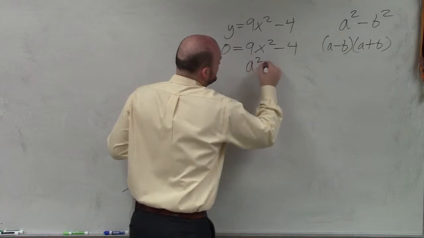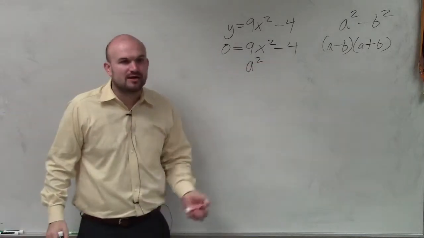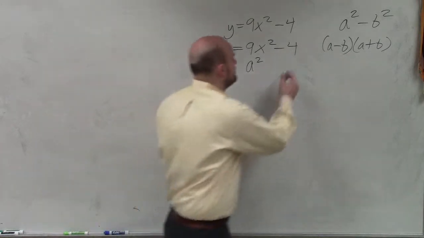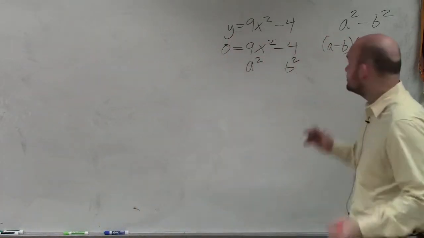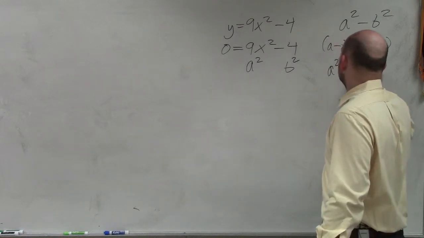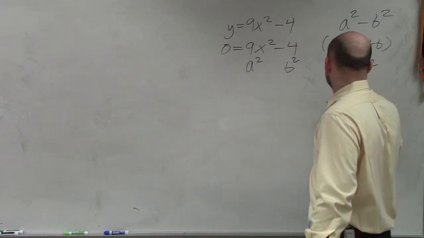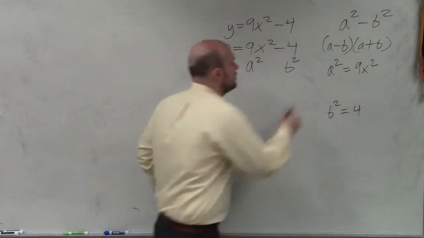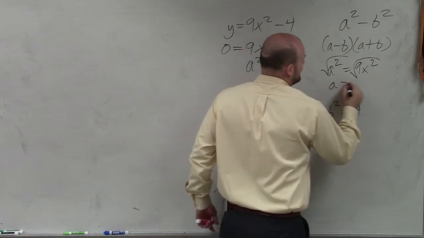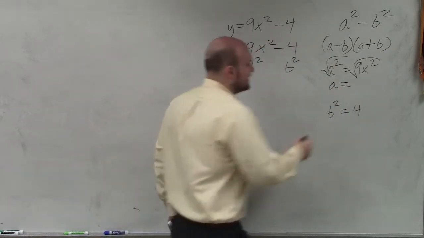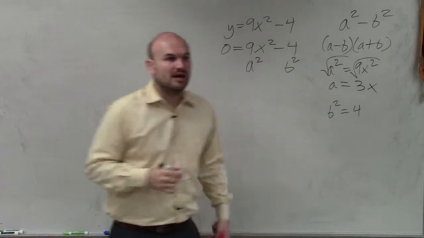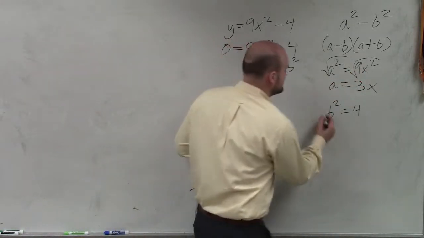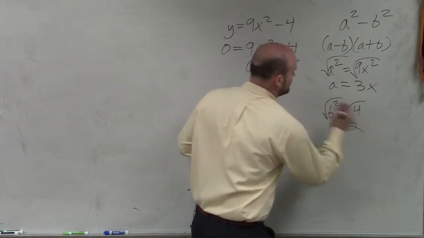Is this a squared term? Is 9 a squared number? Is x squared a squared variable? Yes. Is 4 a squared number? So a squared is equal to 9x squared, and b squared is 4. So let's figure out what they are. Let's take the square root. A then equals what? 3x, right? Because 3x times 3x gives you 9x squared. Everybody agree? Yeah. Then let's take the square root over here. B has to equal 2.